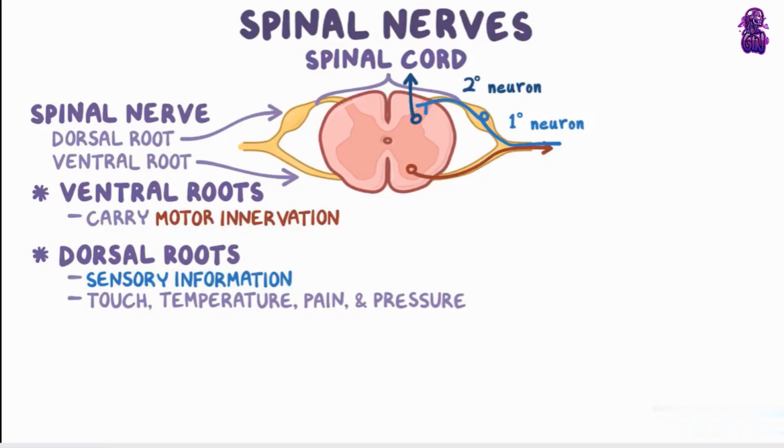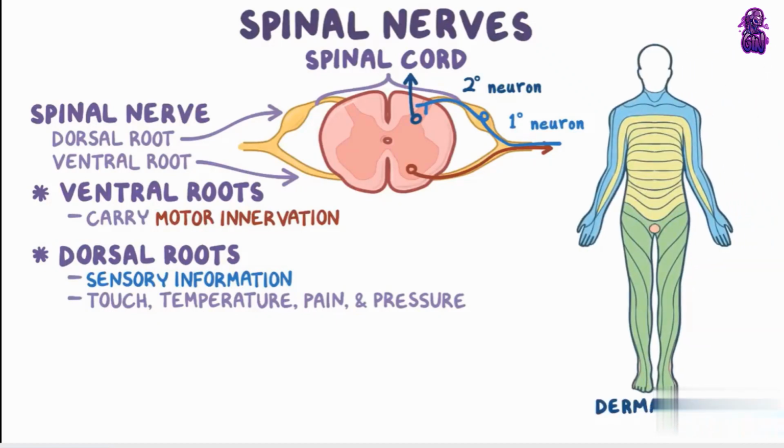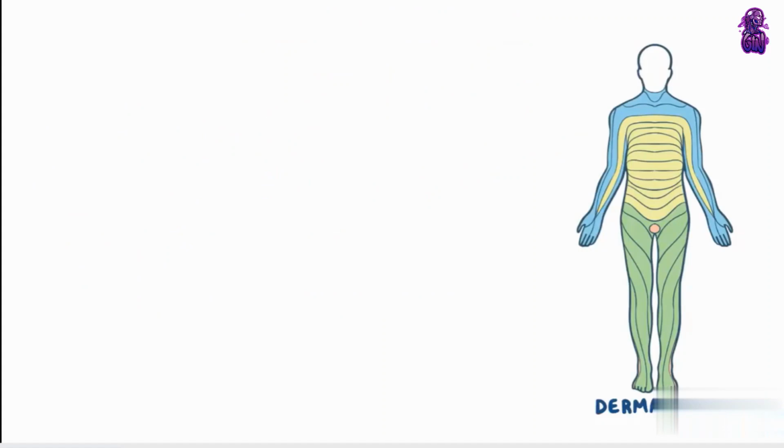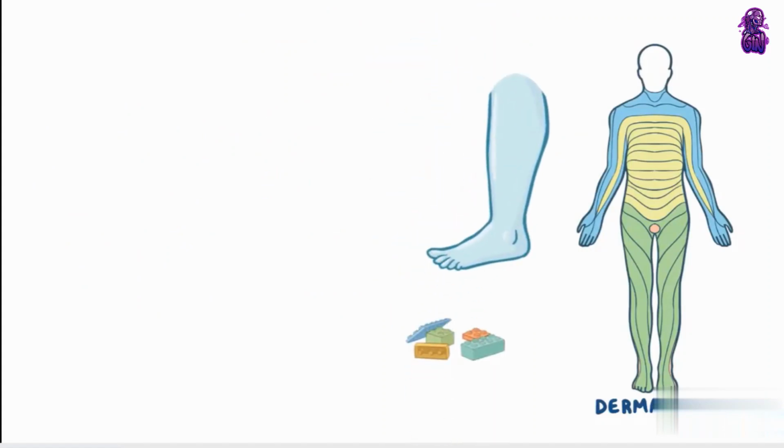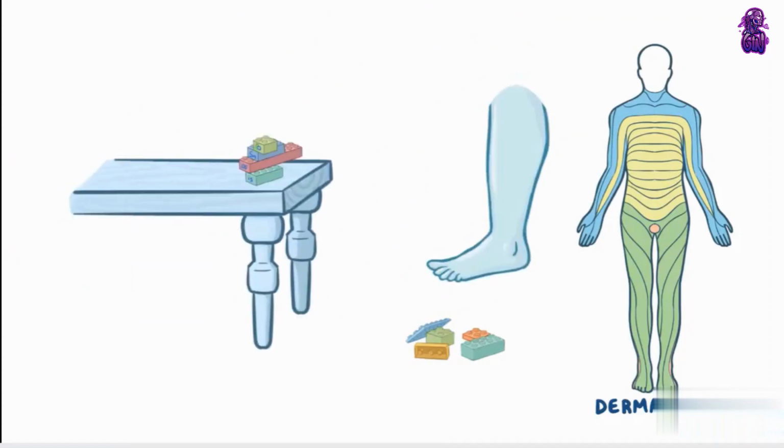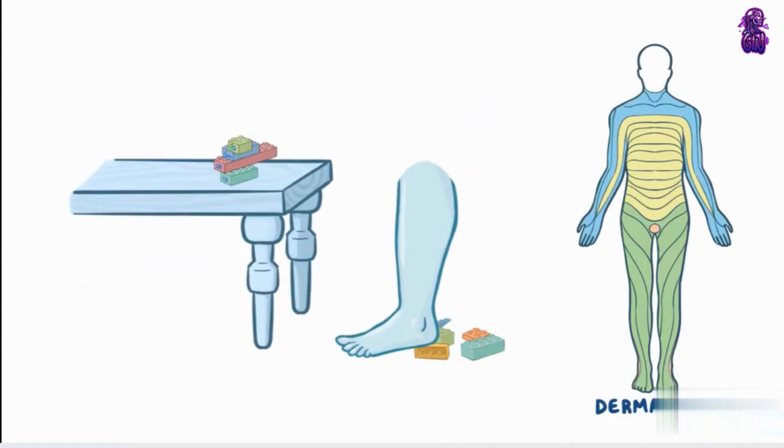Now, each spinal nerve is in charge of the sensation of a specific area of the skin, called a dermatome. For example, if you step on a Lego, the pain would be carried by the S1 nerve, but if you hit your big toe on a table leg, the pain would be carried by the L5 nerve.